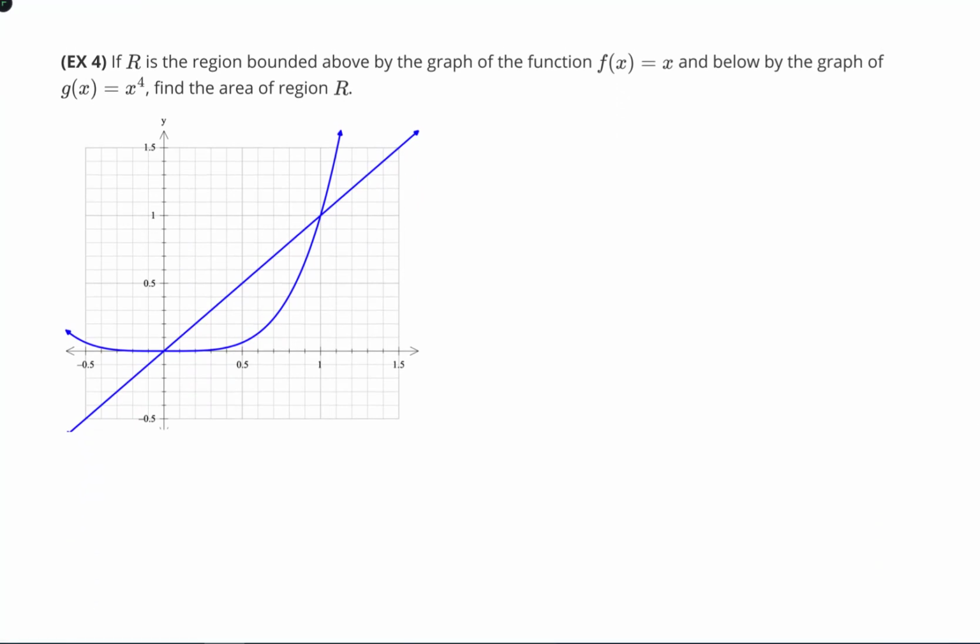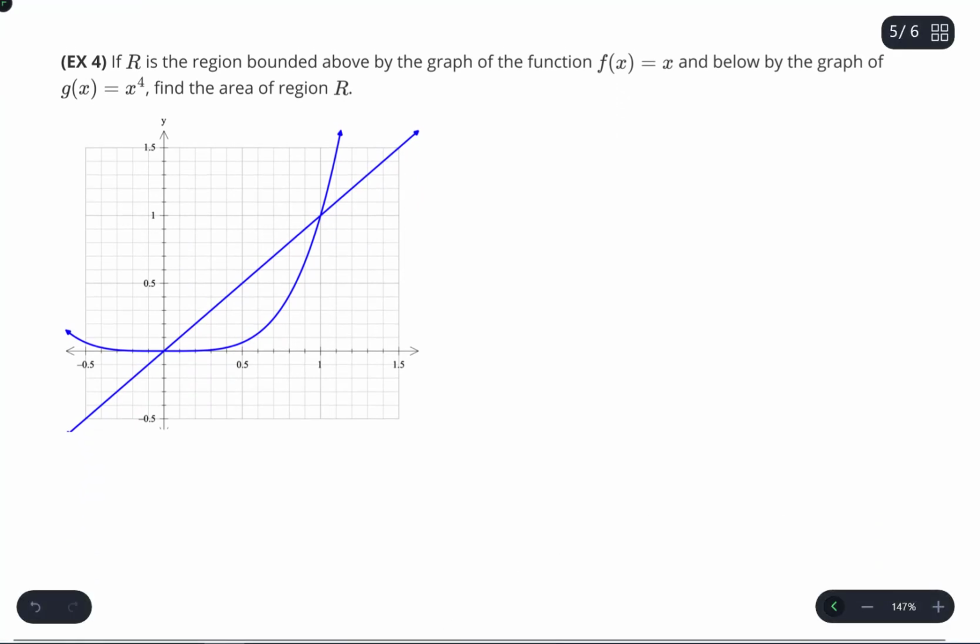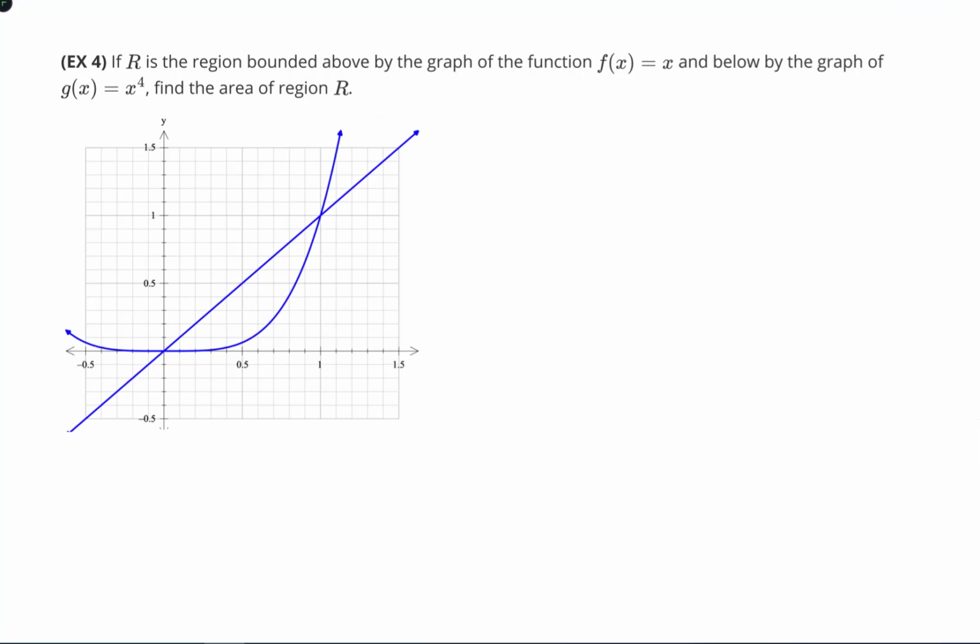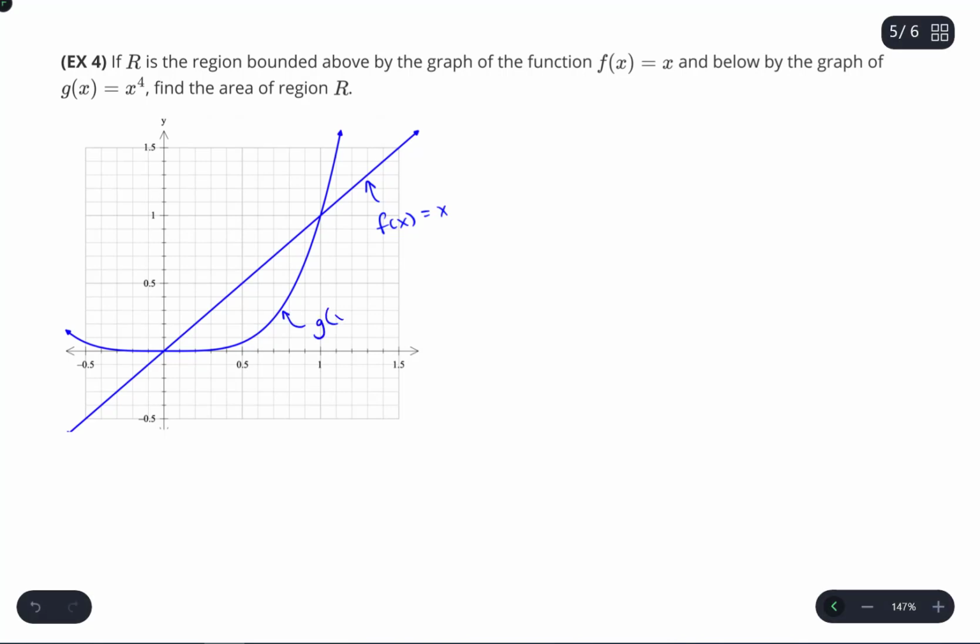Let's take a look at another example. All right, so in this one, we have R is the region bounded above by the graph of f of x equals x, and below by the graph of g of x equals x to the fourth. Find the area of region R. All right, so f of x equals x. That's clearly this function here. So that's f of x. And then the other function is going to be my g of x, which is x to the fourth power.